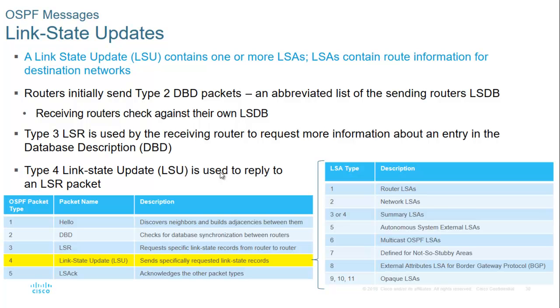Link state updates, or LSU, contain one or more link state advertisements. LSAs contain route information for destination networks. Routers initially send type 2 DBD packets, an abbreviated list of the sending router's LSDB, link state database, and receiving routers check against their own LSDB. Type 3 LSR is used by the receiving router to request more information about an entry in the database description. Type 4 link state update is used to reply to the link state request packet.